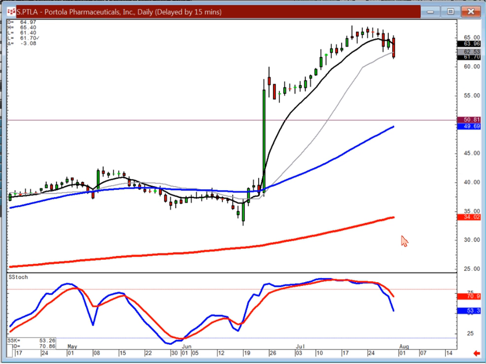PTLA, bearish signal. I don't know what this one is. Another one that could bring you all the way back down to the 50, giving you a good percentage move to the downside.